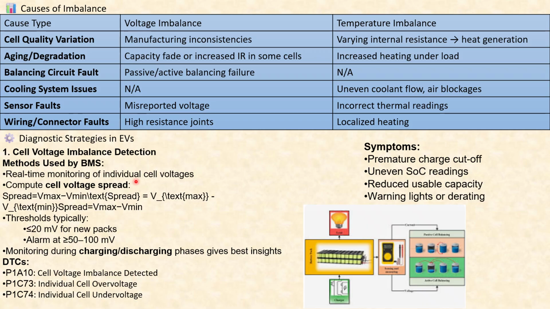Okay. Now talking about the DTCs, P1A10, P1C73, and P1C74 are the various DTCs that pop up due to cell voltage imbalance. The first one is cell voltage imbalance detected. The second is individual cell over voltage and individual cell under voltage. Now talking about the symptoms: premature charge cutoff, uneven state of charge readings, reduced usable capacity, and warning lights or derating. So these are the various methods used by the BMS to detect the cell voltage imbalance.